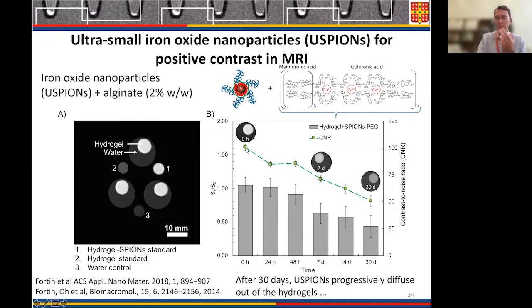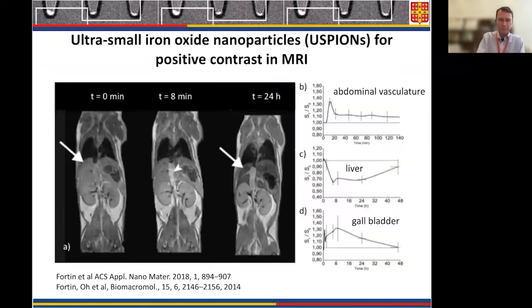So at zero time, 24 hours, 48, 7 days, and even after 30 days, there was a certain contrast enhancement that was remaining. So a significant fraction of the iron oxide nanoparticles can remain in the hydrogel.